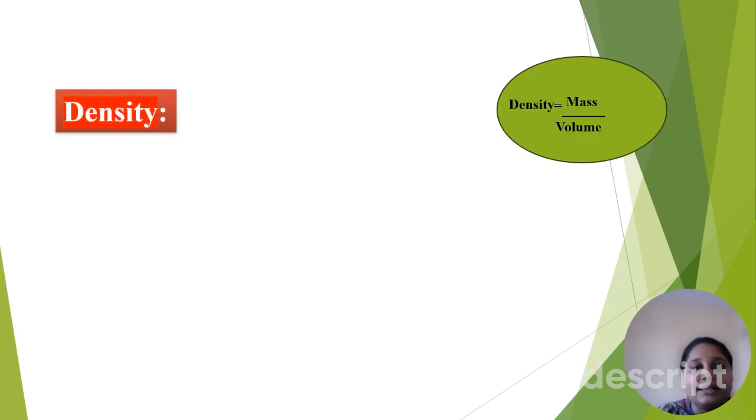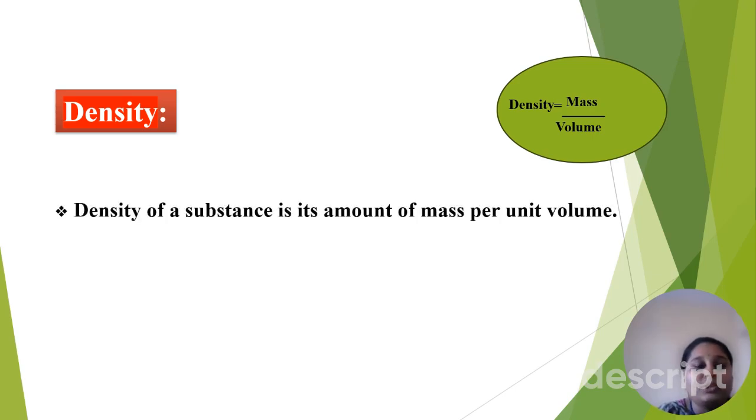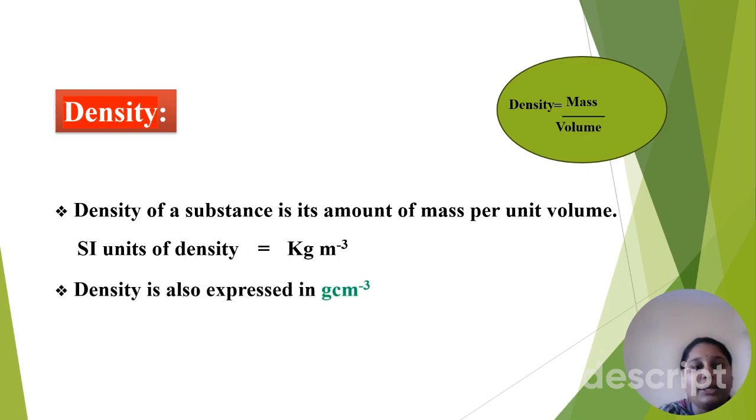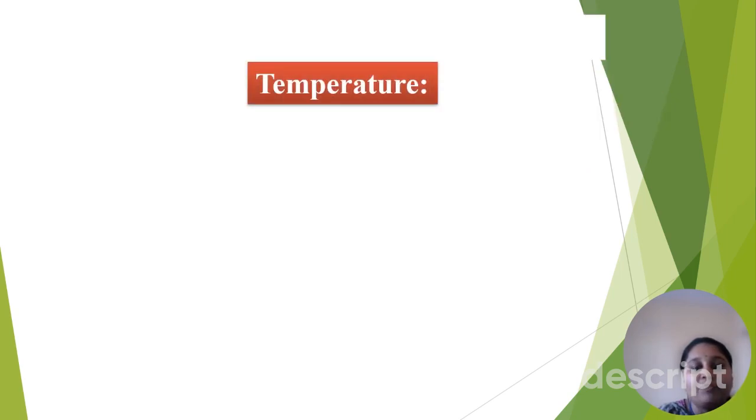So the next is density. Density is equal to mass by volume. It is the amount of mass per unit volume. The SI unit of density is kg per meter cube. Density is also expressed in gram per centimeter cube.